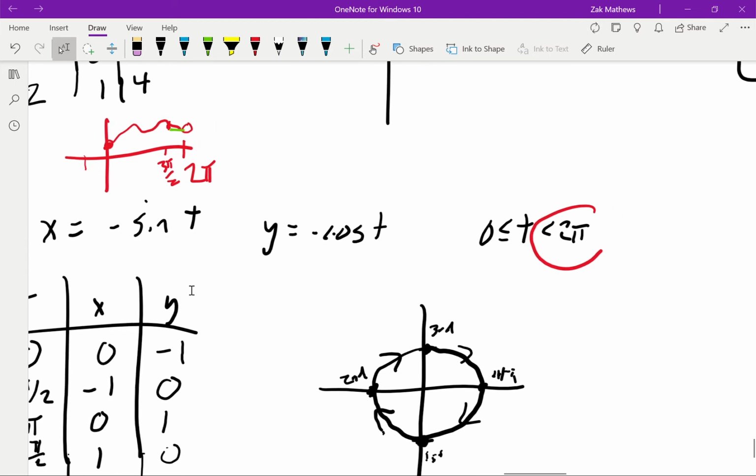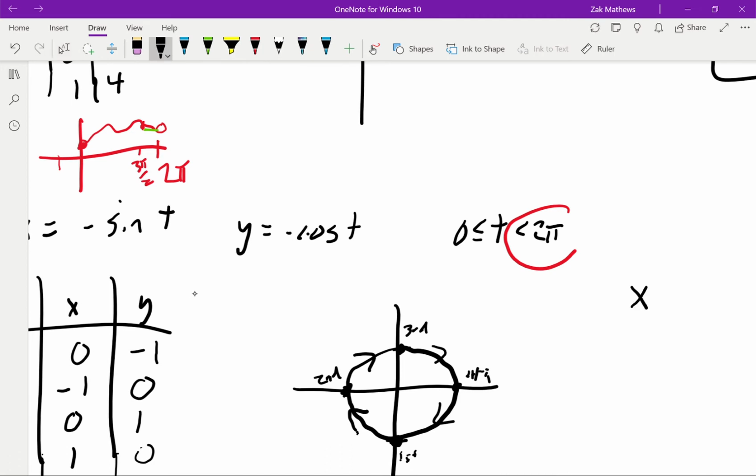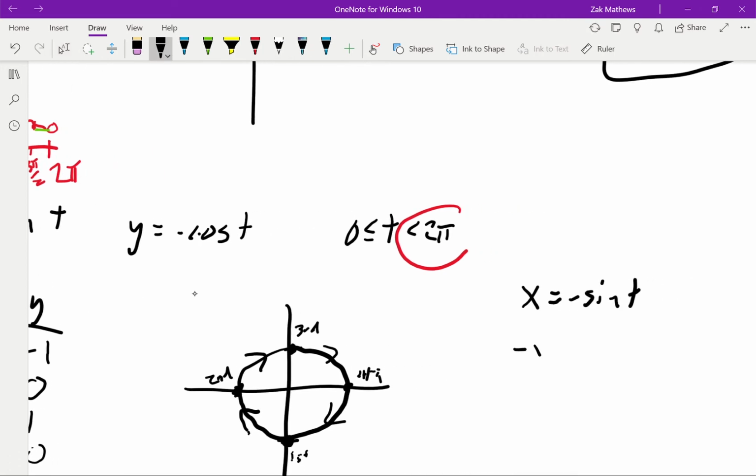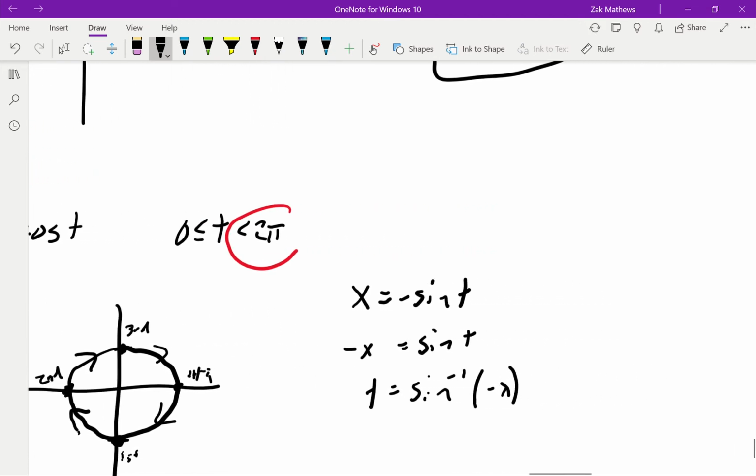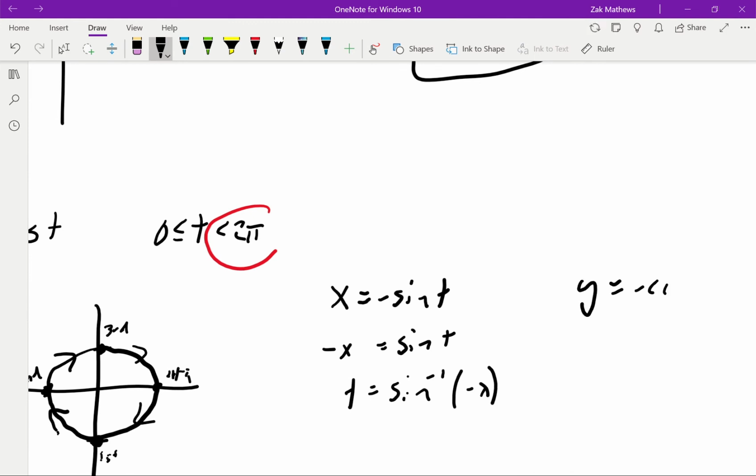So I'm going to take that x variable and I'm going to solve for t. So I have x is equal to negative sine t. So I divide by the negative. If I want to get t by itself, I'd have to take the inverse sine. And so that would be my t variable, my parameter. I'd take that, I'd plug it into the cosine. Cosine, we had negative cosine t. So we'd have y is equal to negative cosine of the inverse sine of negative x.